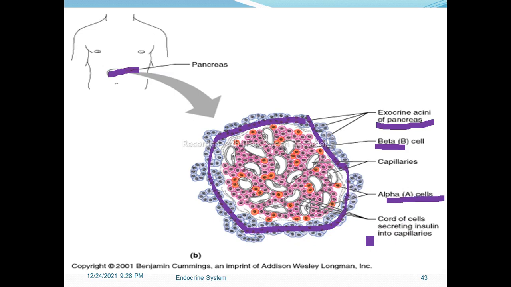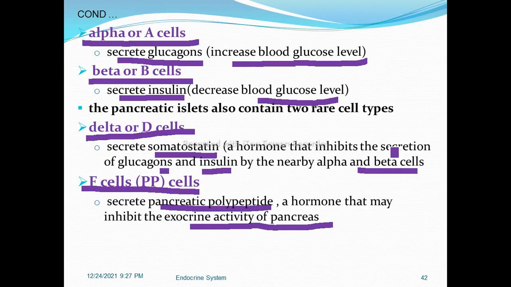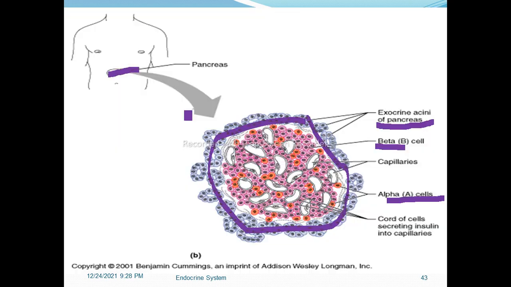So alpha cells and beta cells are the main types of cells. Alpha cells secrete glucagon, beta cells secrete insulin. The other cords of cells secrete insulin into capillaries. This white-looking appearance is known as capillaries. So this is all about the endocrine system.